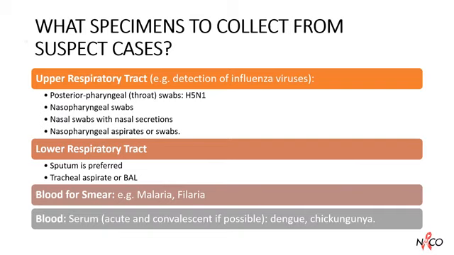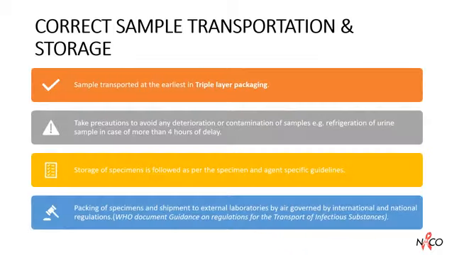Blood for smear can be taken in malaria or filaria. Blood serum for serological testing of dengue, chikungunya. It is of utmost importance that the sample is transported and stored in a correct way. Samples should be transported at the earliest. Triple layer packaging must be done. Appropriate steps have to be followed to avoid any deterioration or contamination of samples. For example, urine samples have to be refrigerated in case more than 4 hours of delay or use of preservatives like boric acid. Storage of specimens is followed as per the specimen and the agent specific guidelines.